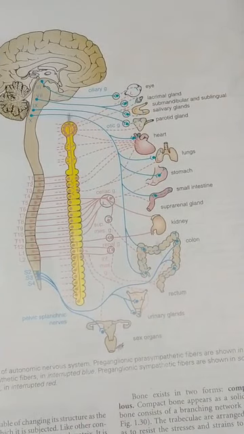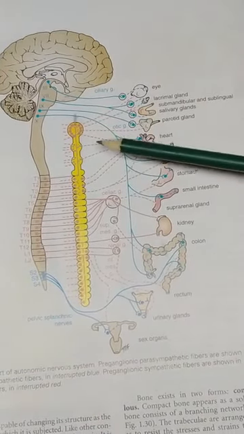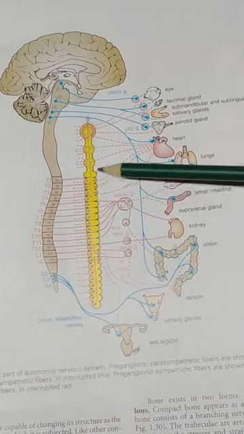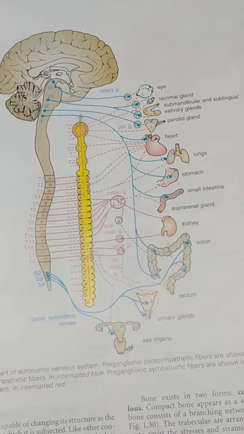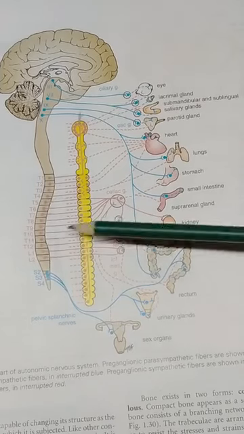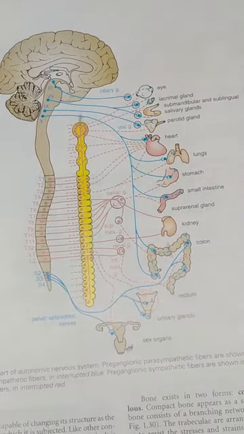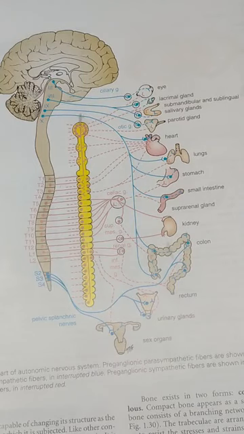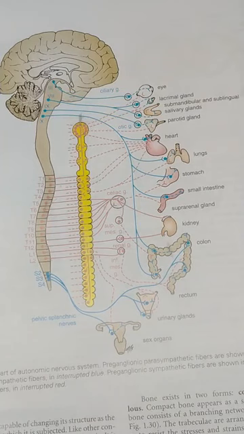Now we'll take up the parasympathetic nervous system. If you call the sympathetic the thoracolumbar outflow, the parasympathetic is called the craniosacral outflow of the autonomic nervous system.